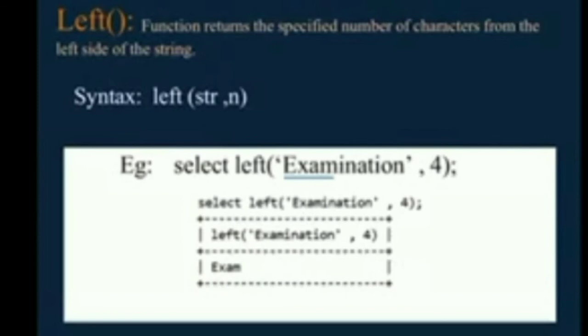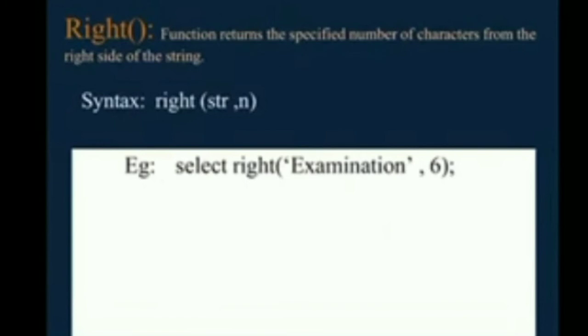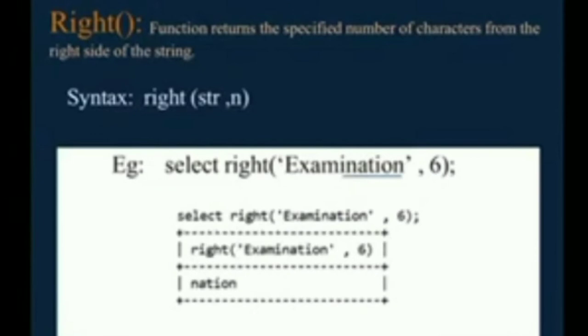Next is the right function. It is the inverse of the left function. That is, students, the right function returns the specified number of characters from the right side of the string. Here the syntax is RIGHT(str, n). For example, SELECT RIGHT('examination', 6). It will return the last 6 characters from the string. So the output will be nation.